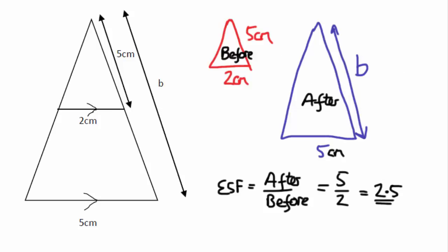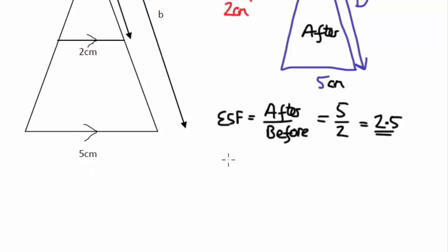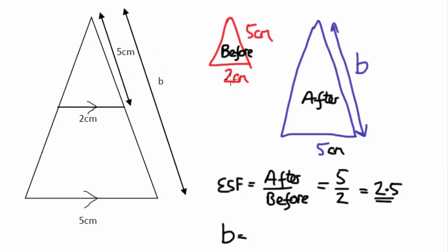So let's work out what b is. So again, all we do is we say, well, b is, if this side has been multiplied by 2.5 to get from 2 to 5 centimetres, we're just going to multiply this side by 2.5. So we're going to times that by the scale factor of 2.5, and that gives you 12.5.